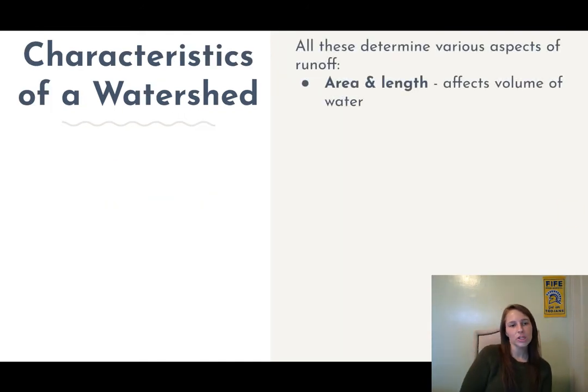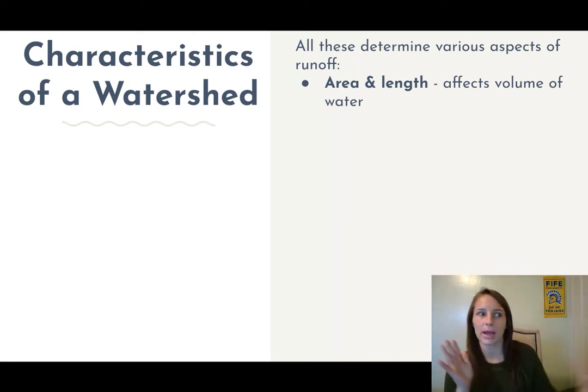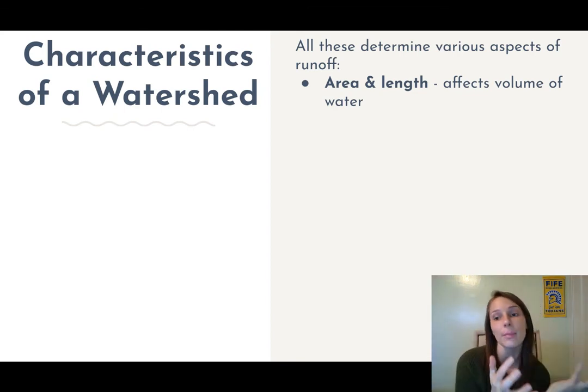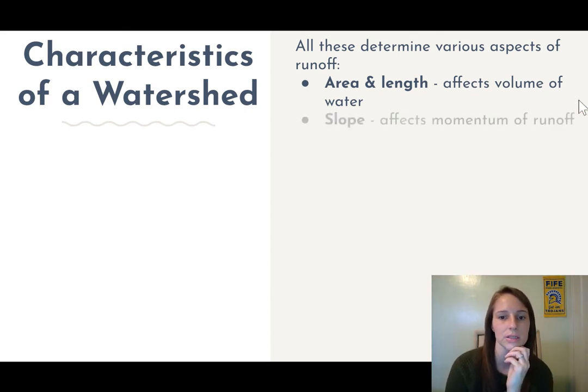So there are different characteristics that are going to determine a watershed and some of the various aspects of the runoff in that watershed. The first one is going to be the area and the length. This is going to affect the volume of water, like how much water is actually going to be flowing in this watershed, which is determined by how big it is and how long it is. As you saw on the map of Washington, they can come in different sizes. And so that's going to be a characteristic that can be different between different watersheds.